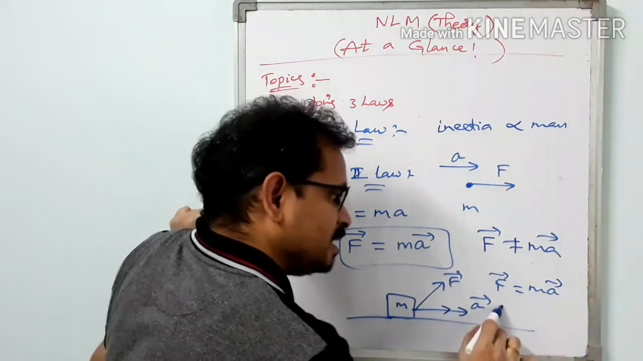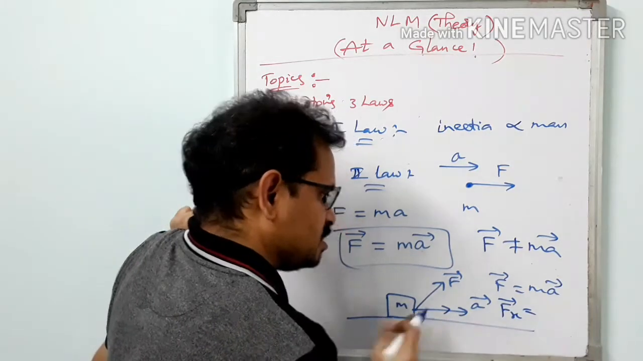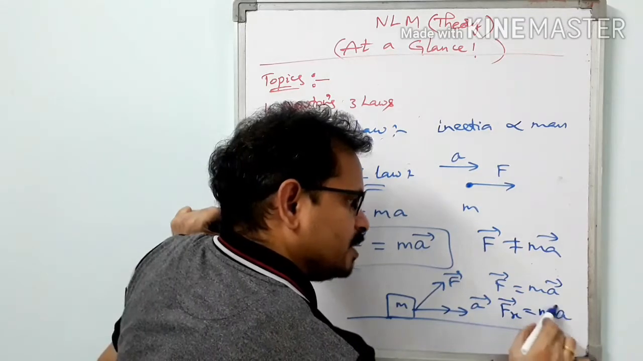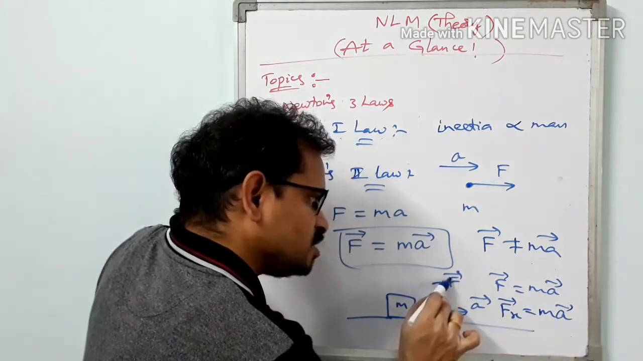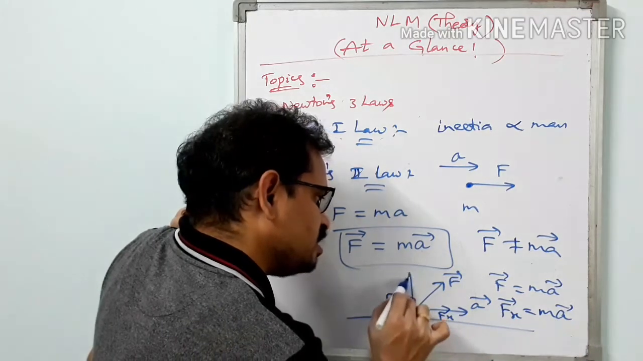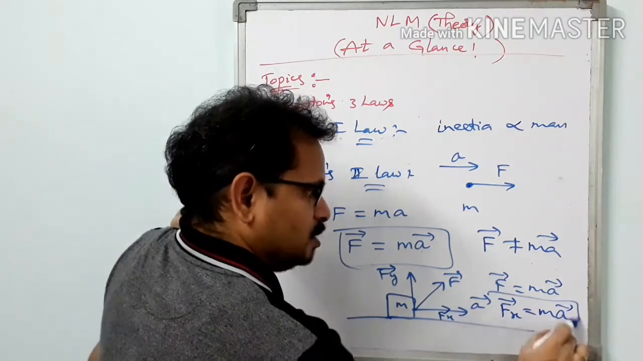Then what do we have to write here? Here we have to write Fx bar. Suppose this is x axis, this is y axis. Then Fx bar equal to m A bar. What is Fx here? If this force F bar is resolved into two components, this will be Fx bar and this vertical one will be Fy bar. So got it like this? So this is the perfect thing.